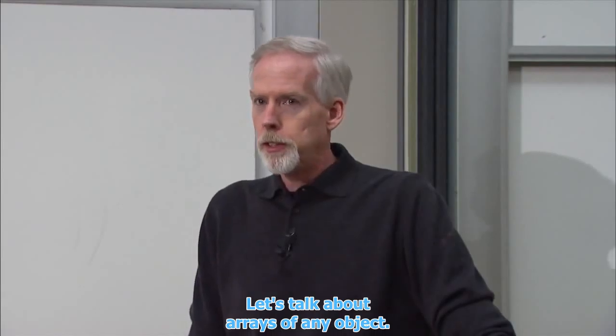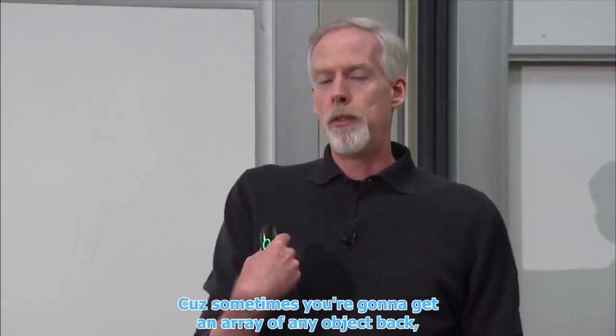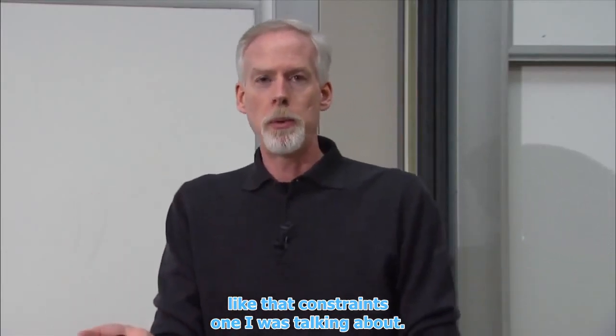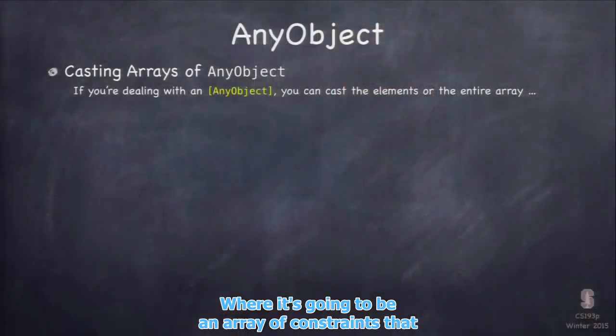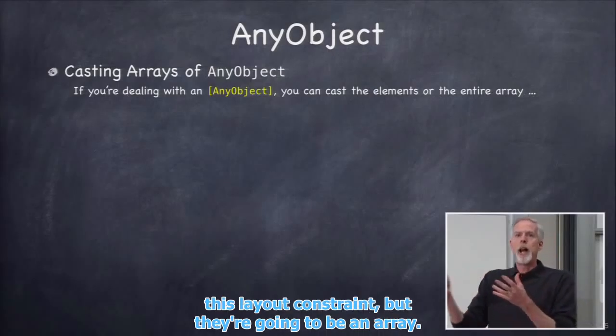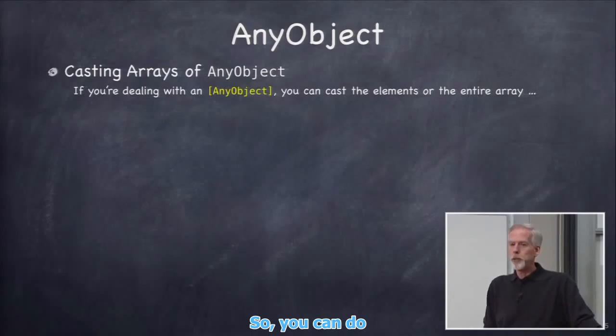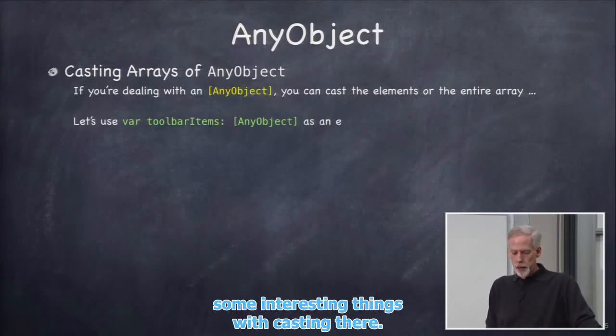Okay, let's talk about arrays of AnyObject. Because sometimes you're going to get an array of AnyObject back, like that constraints one I was talking about, where it's going to be an array of constraints that are AnyObject, but I know they're going to be NSLayoutConstraints, but they're going to be an array. So you can do some interesting things with casting there.